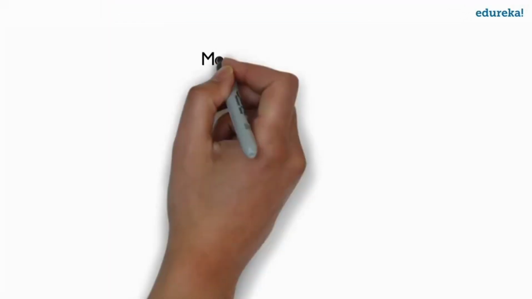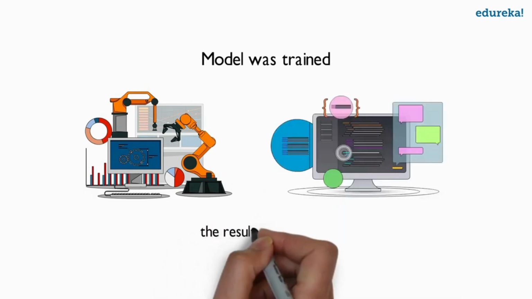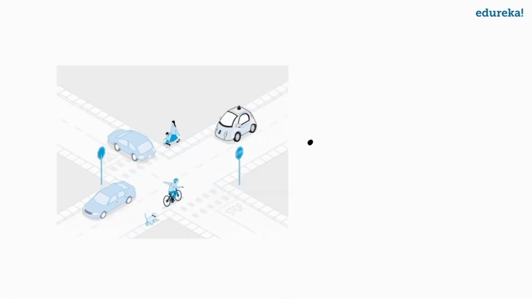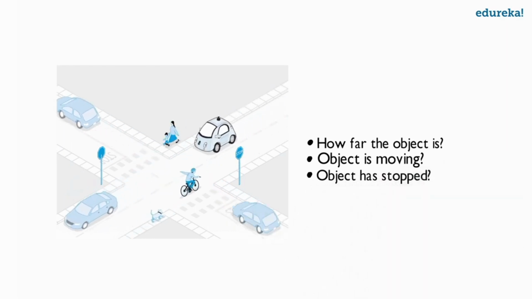Now, based on how the model was trained and what the training data was, the results are laid out to the system in the form of alerts or instructions, like how far the object is, if the object is moving, or if the object has stopped.